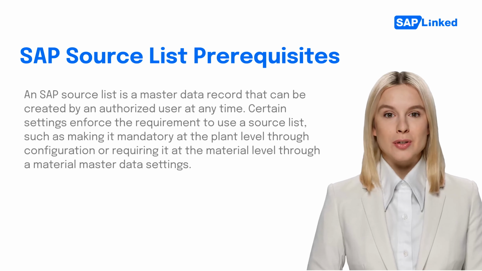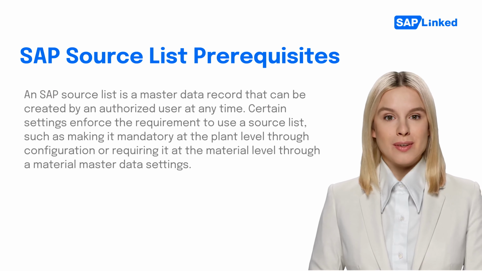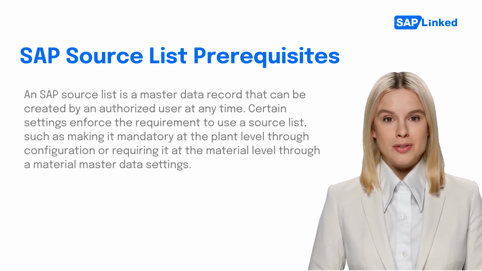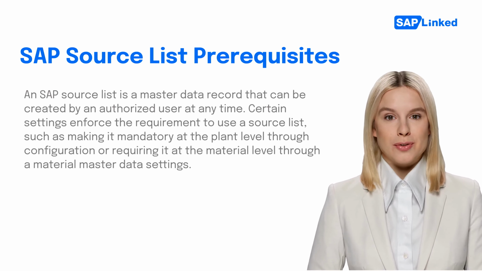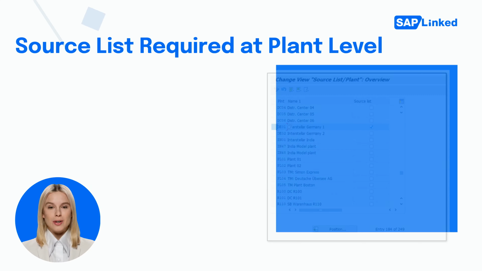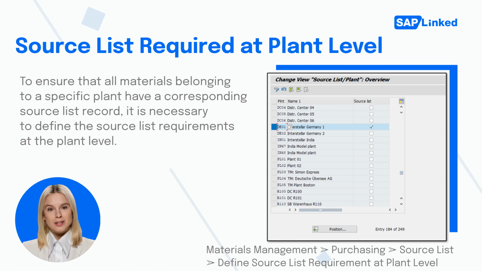An SAP source list is a master data record that can be created by an authorized user at any time. Certain settings enforce the requirement to use a source list, such as making it mandatory at the plant level through configuration or requiring it at the material level through material master data settings. To ensure that all materials belonging to a specific plant have a corresponding source list record, it is necessary to define the source list requirements at the plant level.